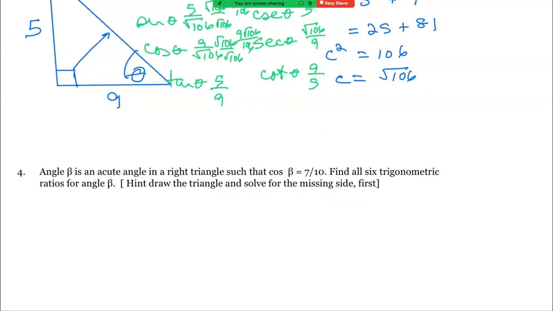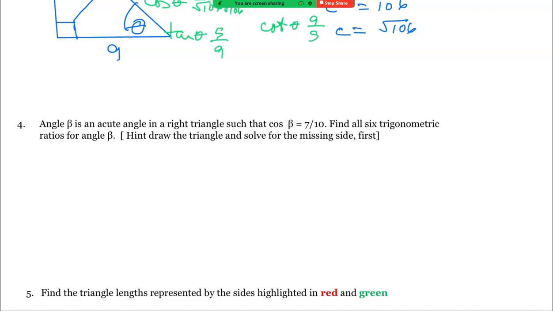Okay? Okay, let's do another one. Looking at angle B as an acute angle in a right triangle. Do the same thing. Draw your triangle. Boom. Here's my right angle. I'm going to put my beta down here. So technically, hold on a second. Technically, this is your beta here. It's an acute angle in a right triangle such that cosine is 7 over 10. SOHCAHTOA.